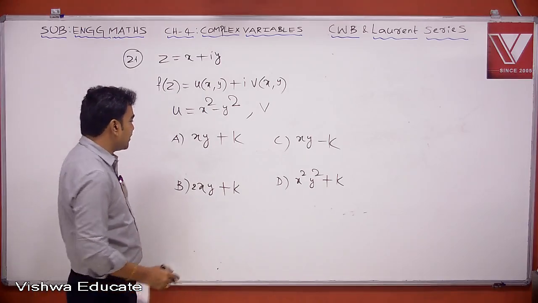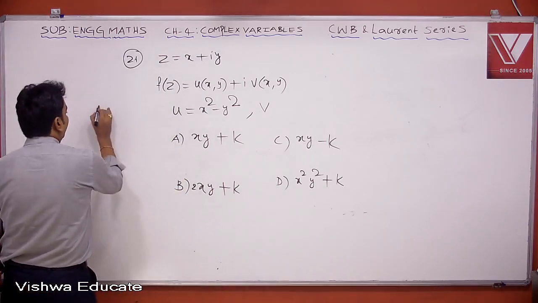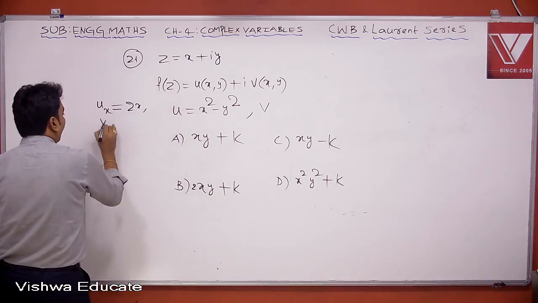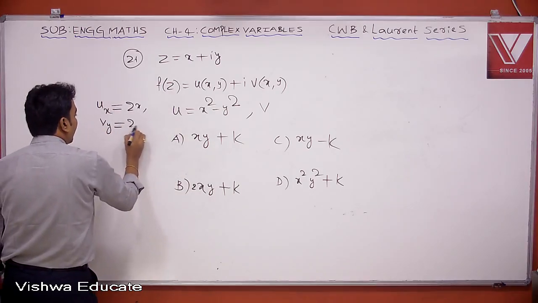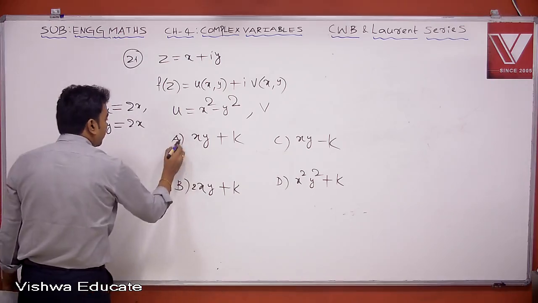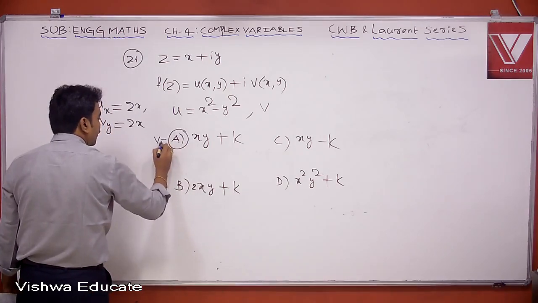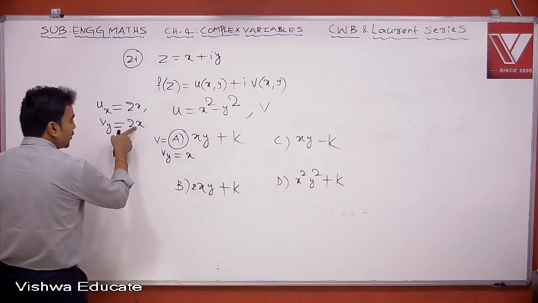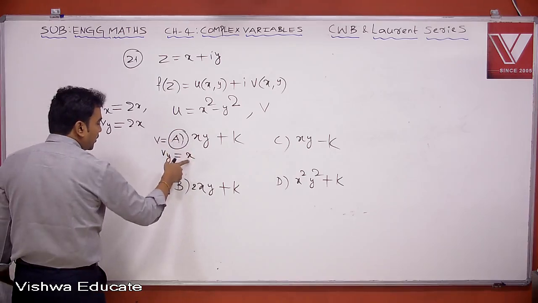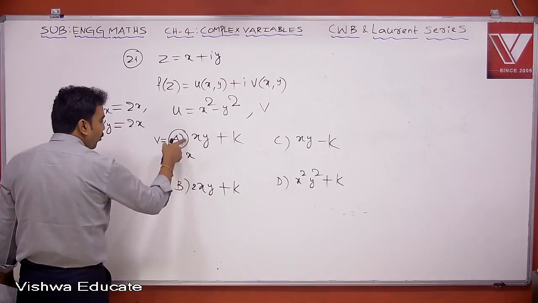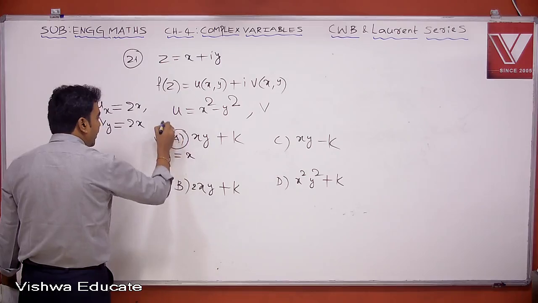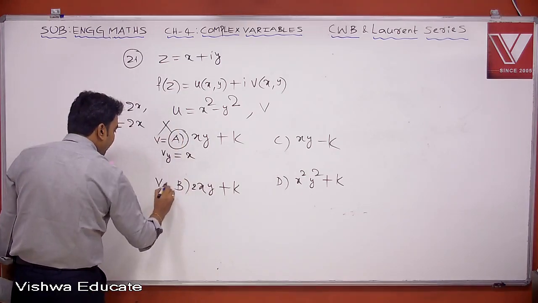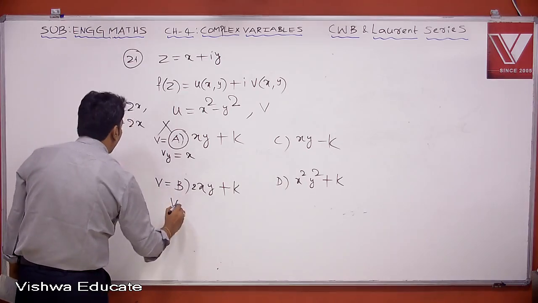Now you can verify CR equations. Here what is ux value? Ux value is 2x. So therefore vy must be equal to 2x. But when you look at option A, suppose if you assume that this is v, in this case vy equal to x, but vy must be 2x. But in case of option A, we were getting vy value x. So option A does not satisfy CR equation, eliminate option A. Now come to B, if it is v, now in this case, what is vy?